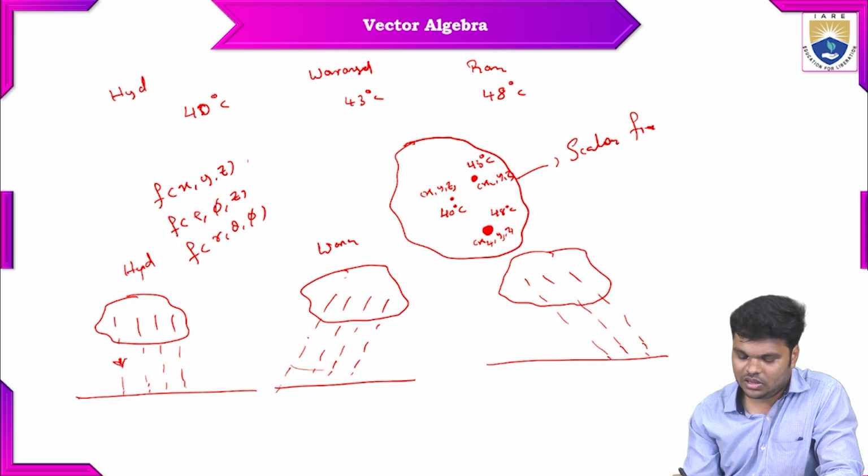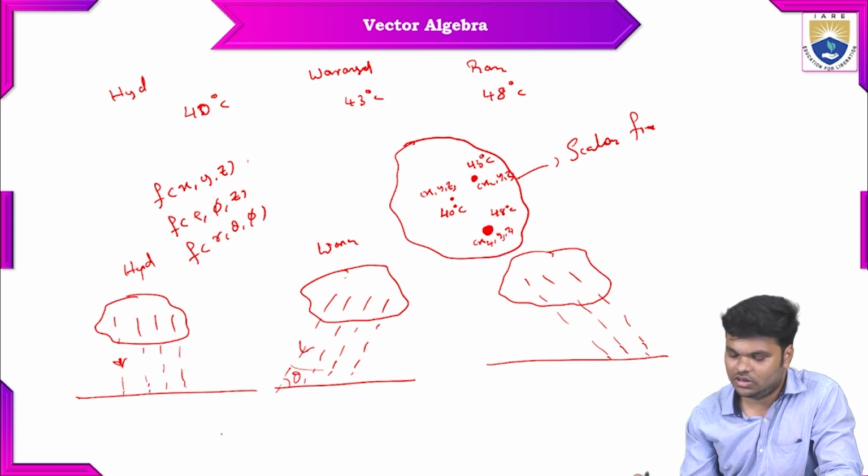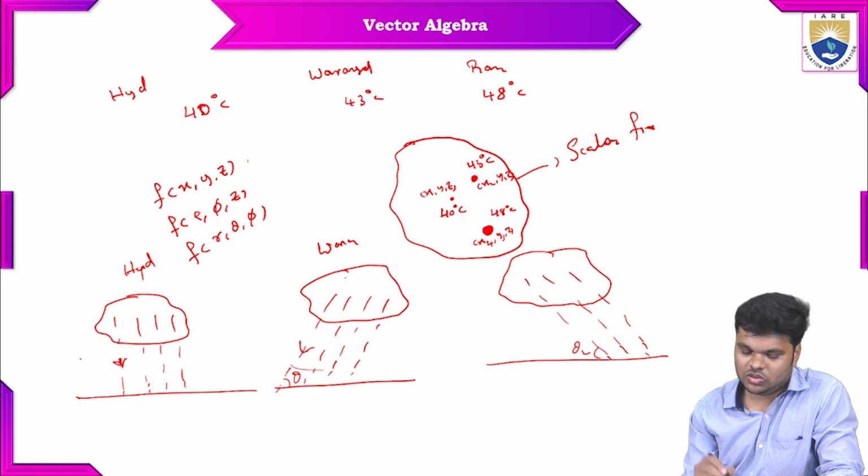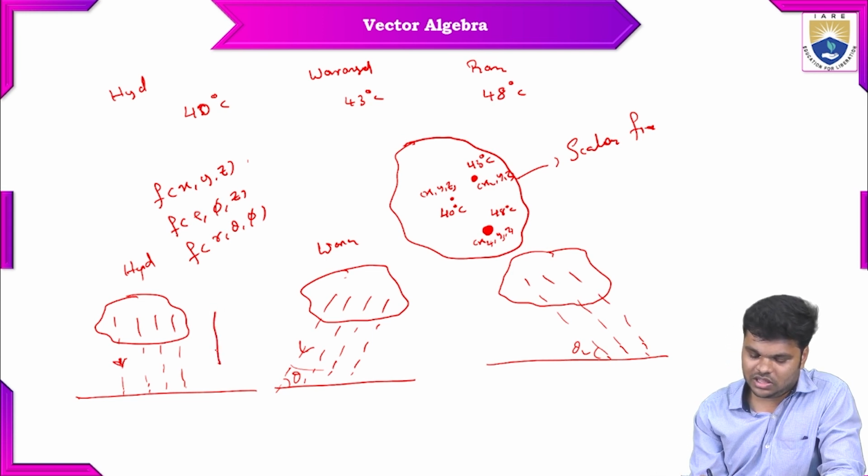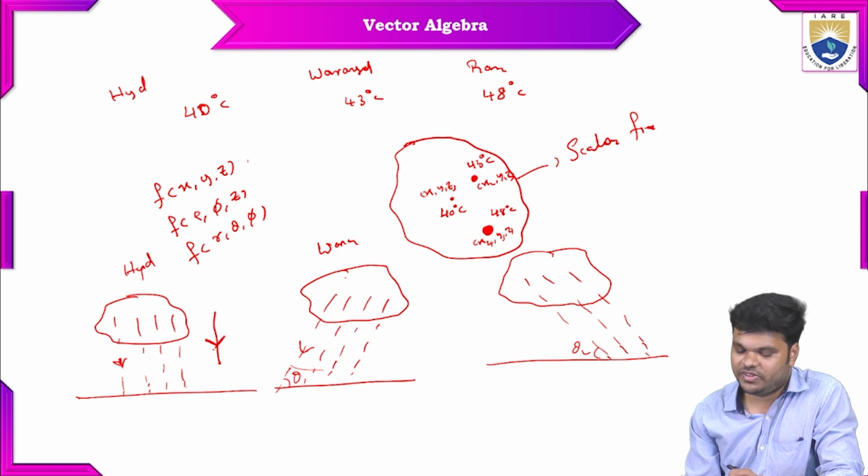And here it is not exactly perpendicular to the ground. It is inclined at an angle theta 1. In this case, it is inclined at an angle theta 2. And here also, if you take any raindrop, it has a velocity and direction. So in Hyderabad, the velocity of the raindrop is in this fashion. In Warangal, it is in this fashion. Whereas in Ramagundam, it is in this fashion.